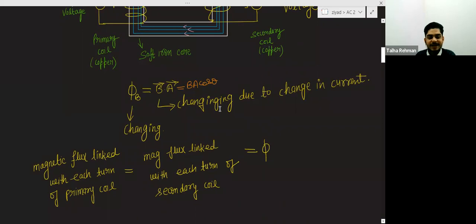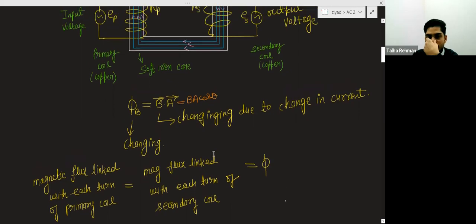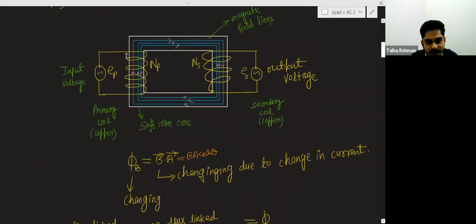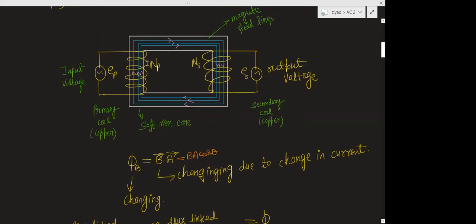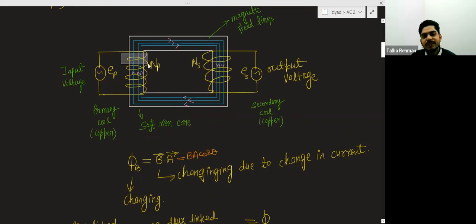So we can say the magnetic flux linked with each turn of the primary coil is equal to the magnetic flux linked with each turn of the secondary coil. You can take this as one coil, or one turn. One turn is equal to one coil. So the magnetic flux linked with one turn of the primary coil is equal to the magnetic flux linked with one turn of the secondary coil.